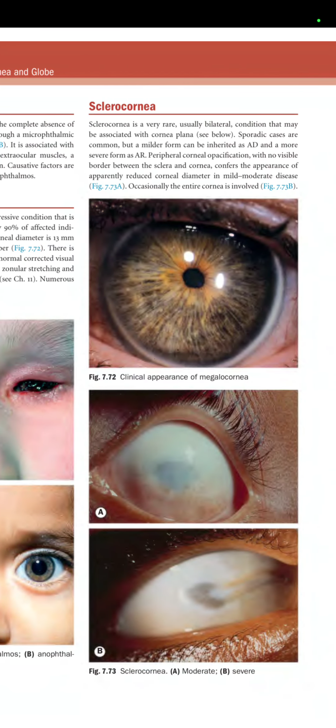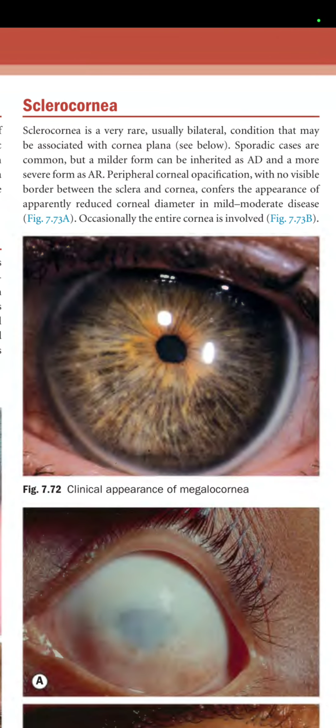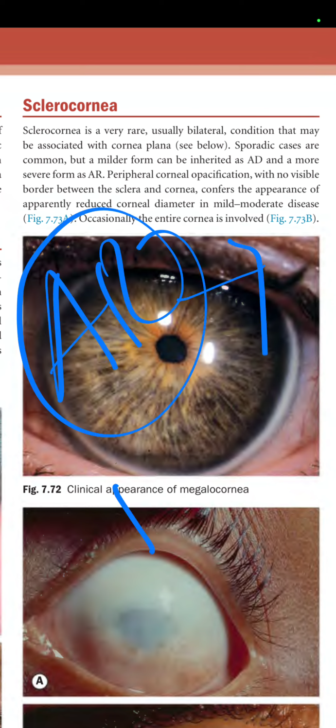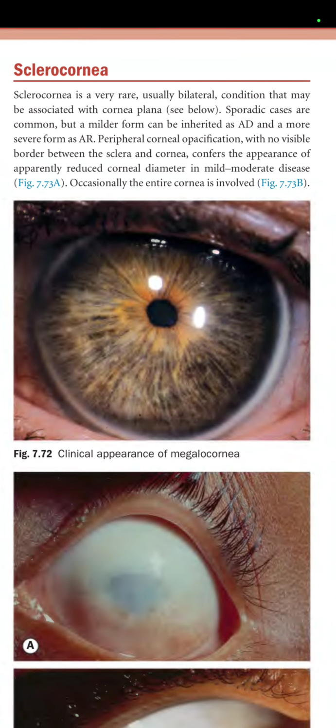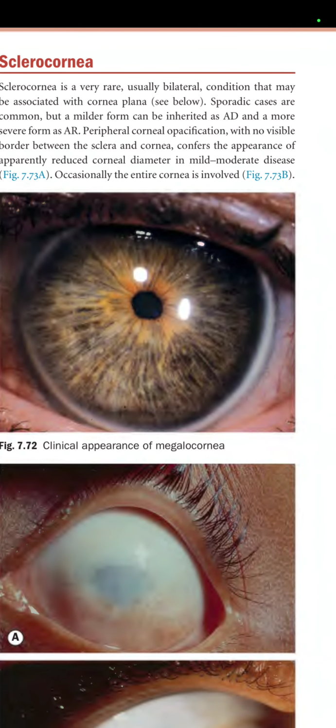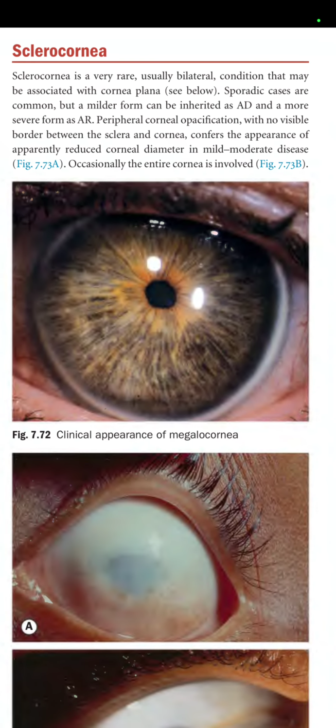Sclerocornea. Sclerocornea is a very rare, usually bilateral condition that may be associated with cornea plana. Sporadic cases are common, but a milder form can be inherited as autosomal dominant and a more severe form as autosomal recessive. Usually in eye diseases, autosomal recessive is severe, but autosomal dominant is a little less severe. Peripheral corneal opacification with no visible border between the sclera and cornea gives the appearance of an apparently reduced corneal diameter in mild to moderate disease.